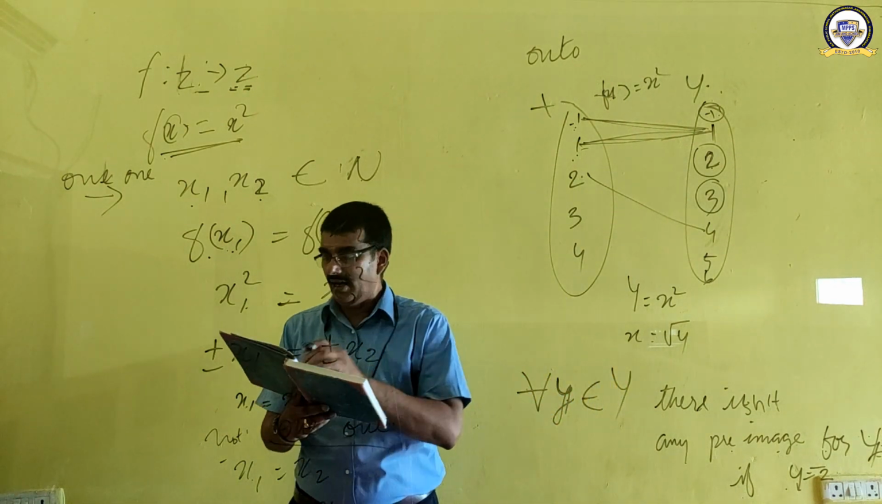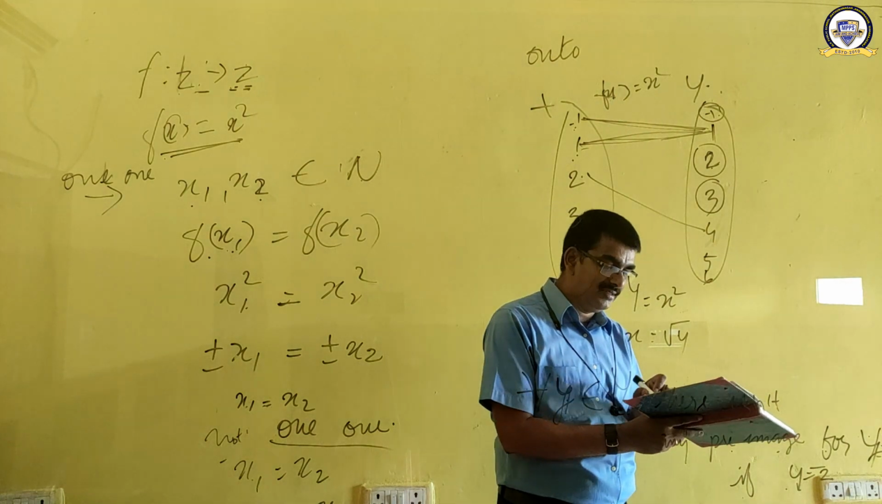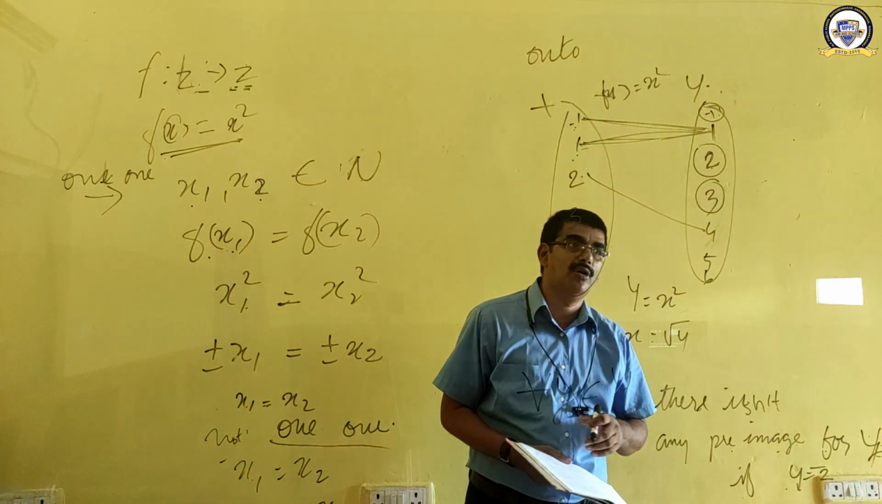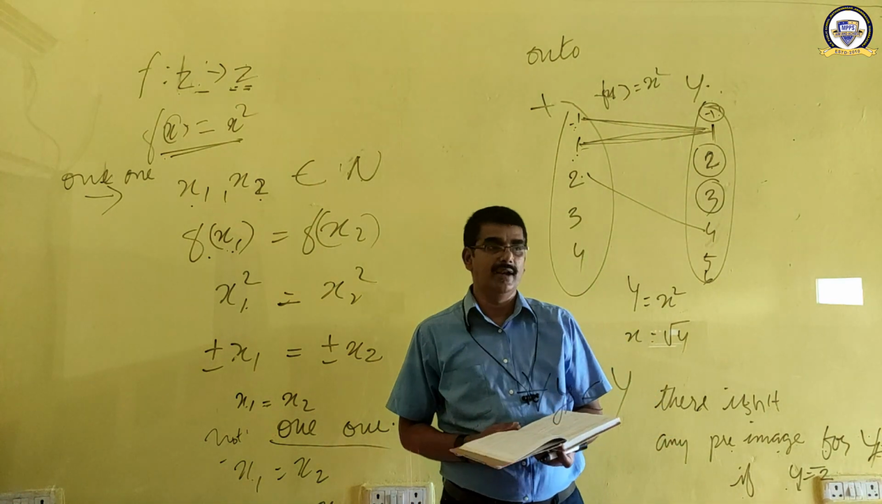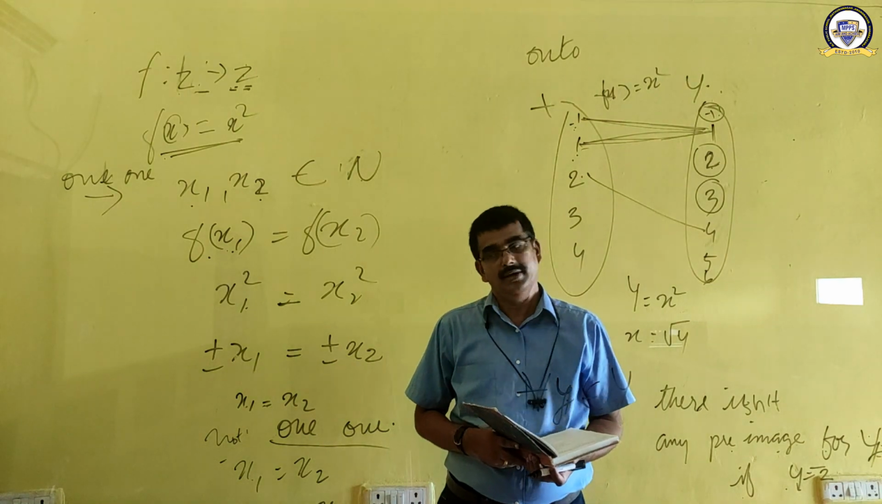Likewise, the real number case is given, the natural number case is given. Again, the real number case with x cube instead of x square. x cube is written over here. The same way you can complete it. So we will go ahead with another question.